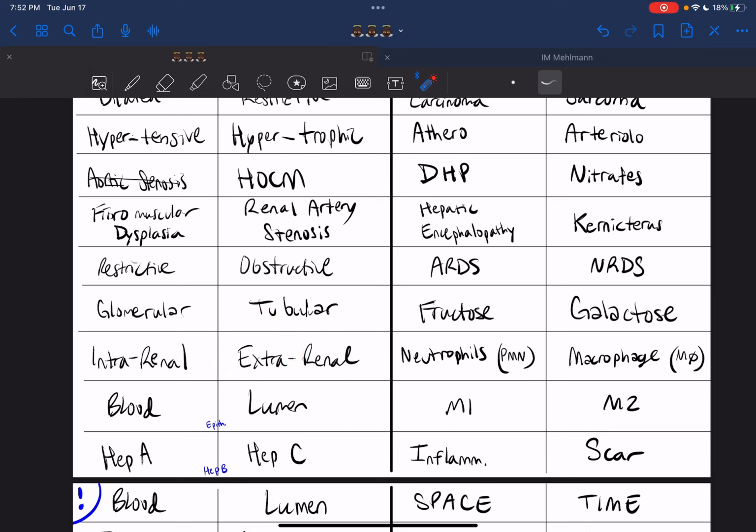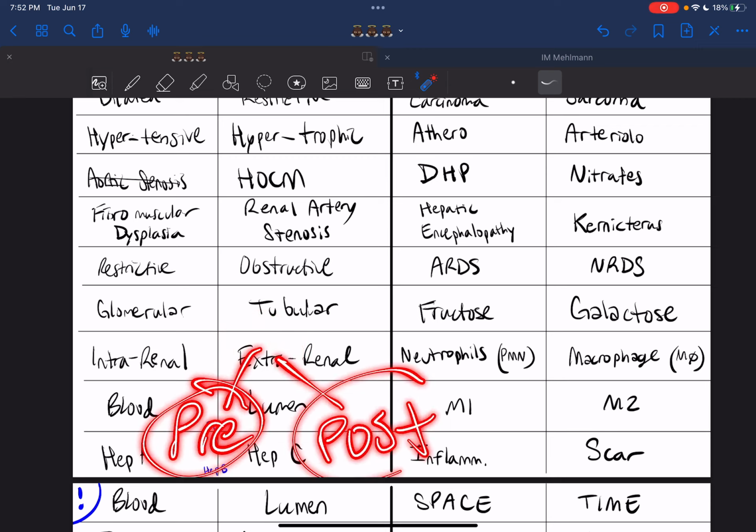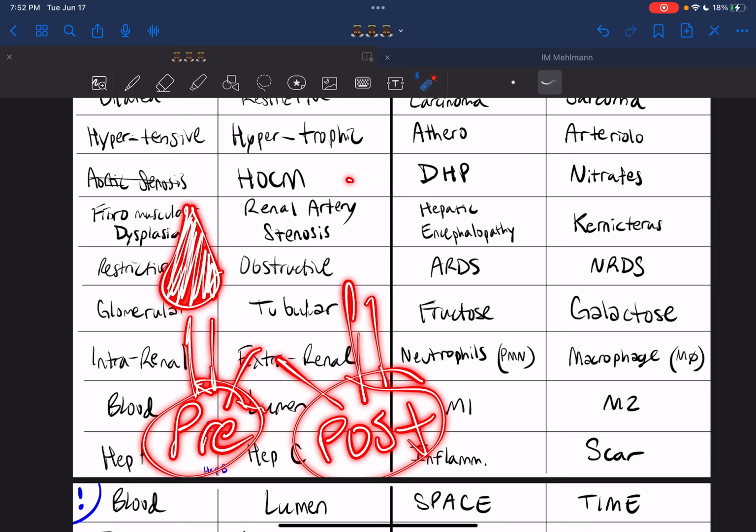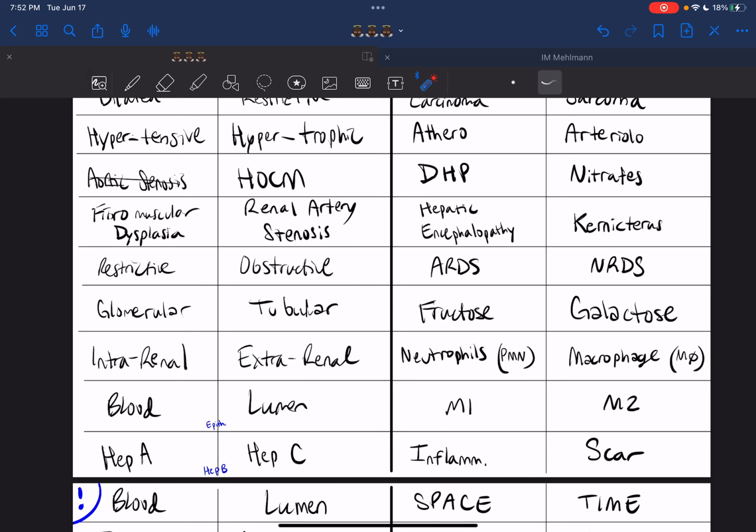Extrarenal is going to split into pre-renal versus post-renal, before versus after the kidney. Before the kidney, you have the renal artery. After the kidney, you have the ureter. So basically, it's either a blood problem, which is pre, or a pee problem, which is post.